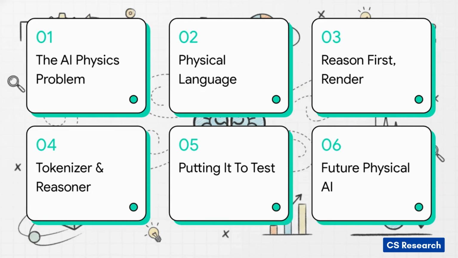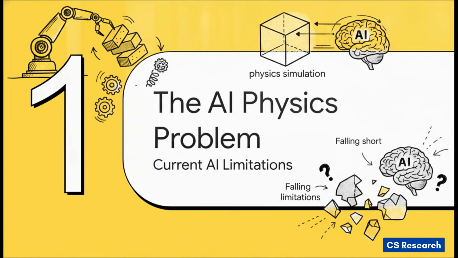So here's our master blueprint for how we're going to teach AI about the physical world today. We'll start by checking out the AI physics problem, then we'll define exactly what physical language is. From there, we'll unpack this amazing reason first, render later paradigm, take a peek under the hood at the tokenizer and reasoner, put the whole thing to the test against benchmarks, and finally, look at what the future holds for physical AI. All right, Section 1, the AI physics problem. Let's look at where current models are falling short.